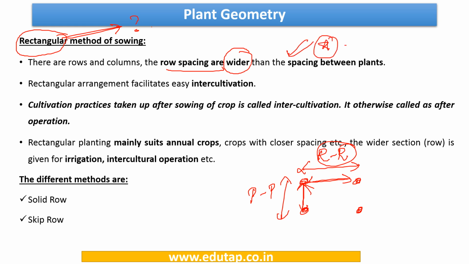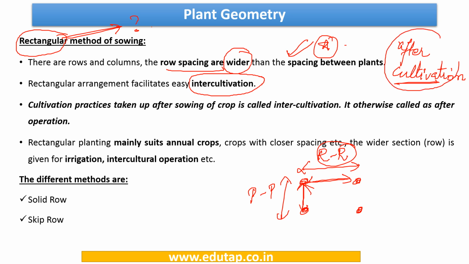Okay, and you need to understand that this particular method of sowing would actually help us in intercultivation. Now, let us understand what is intercultivation. We had actually discussed the various tillage processes and the types of tillage, right? We had seen that there is before cultivation and after cultivation tillage. What do we mean by after cultivation? After the seeds have been sowed, if we manipulate the soil, that is called after cultivation tillage. So the cultivation practices that are taken up after the sowing of the crop are called intercultivation. It is otherwise called after operation. So you need to stop here, pause the video and have a quick revision of the tillage systems that we had discussed very elaborately in one of our videos.